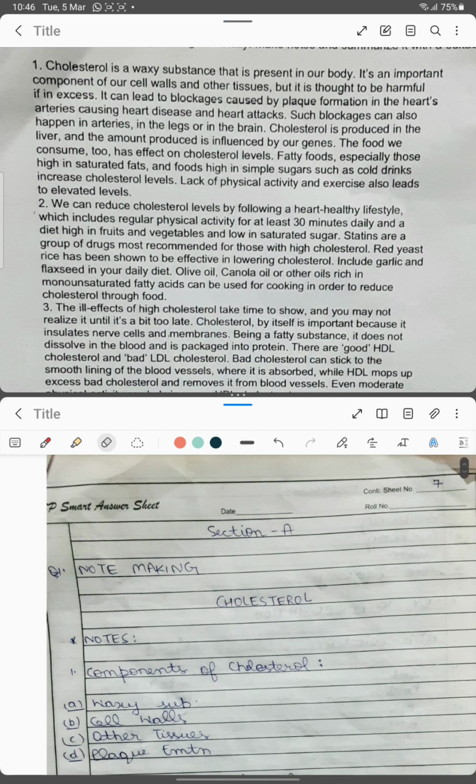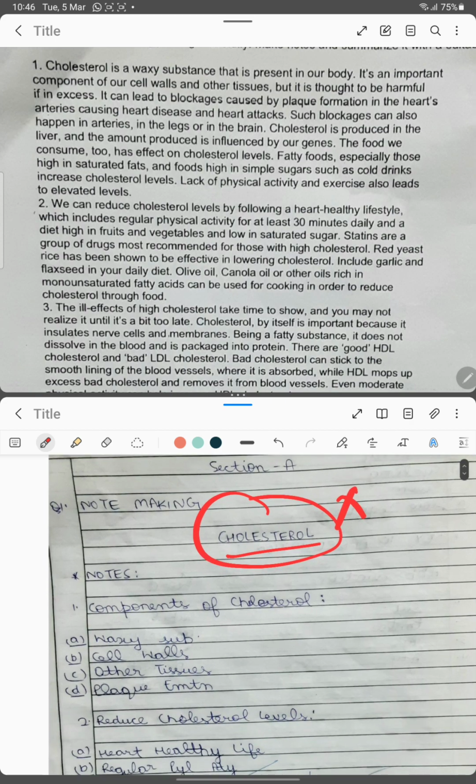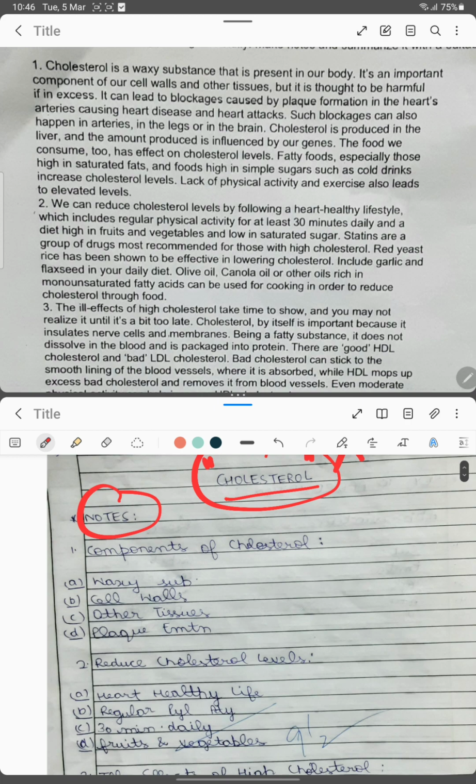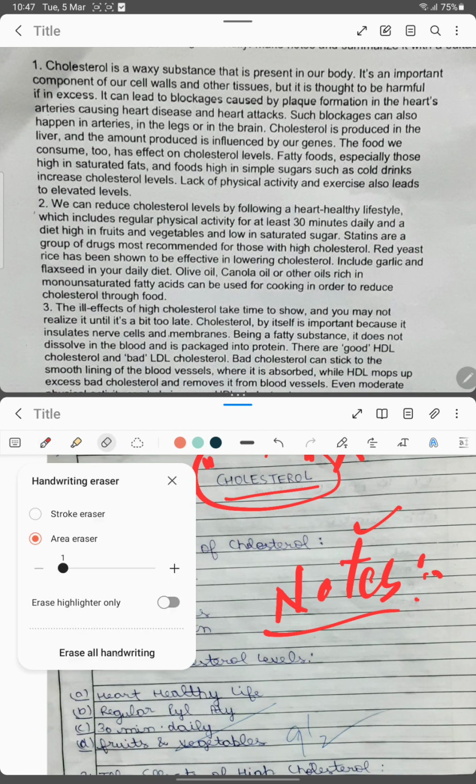After reading the passage, the title has been concluded as cholesterol, but look, this is a wrong method to write the title, as it has to be underlined or to be kept in the inverted commas, right? So इसको या तो underline करेंगे या inverted commas में लिखेंगे, that's why it is crossed. Then after that, before you start writing the notes, make sure that you have written the same, like NOTES आप लिखेंगे. After that you will start making notes.